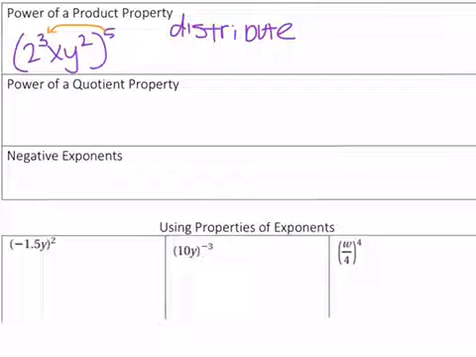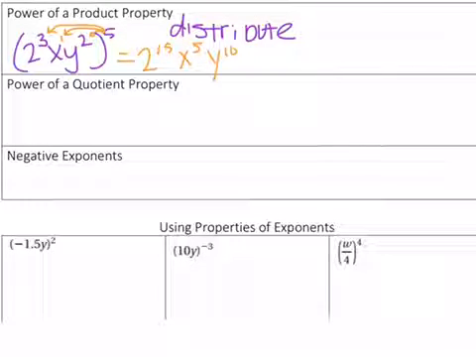Now, we talked about this earlier. If x does not have an exponent, it's really 1. And you're just going to distribute that 5 to only the exponents, not the bases. So your answer would be 2 to the 15th power, x to the 5th, y to the 10th power. And that's what you got. Now, the power of a quotient property is the same. You also distribute here, okay?